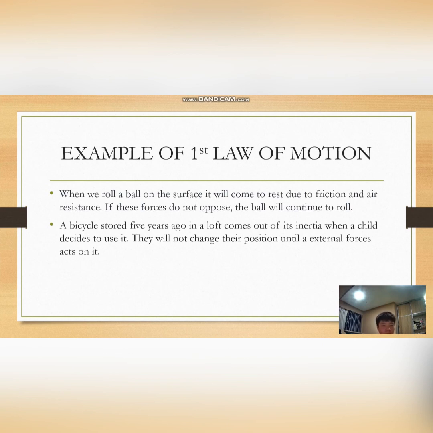The second example. A bicycle stored five years ago in a loft comes out of its inertia when a child decides to use it. It will not change its position until an external force acts on it. In this case, the child decides to change the bicycle's position.